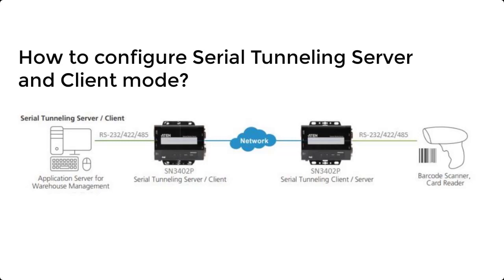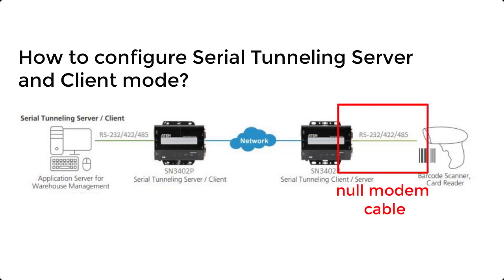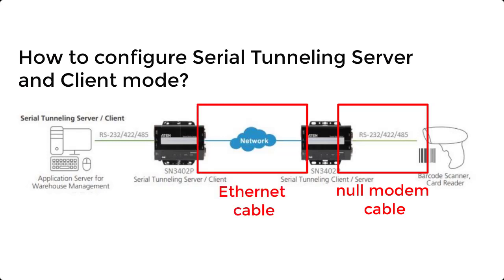How to configure serial tunneling server and client modes. The following procedures use 2SN3002P as an example. 1. Using an UL modem cable, connect the first SN serial port 1 to a serial device. 2. Using an Ethernet cable, connect the SN's LAN port to your local network.